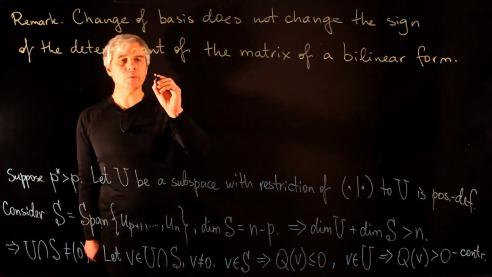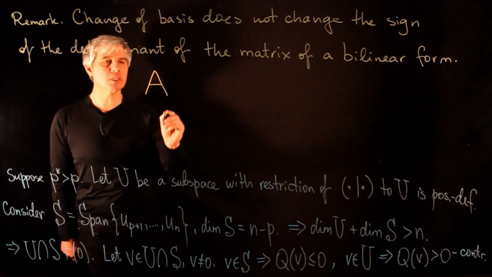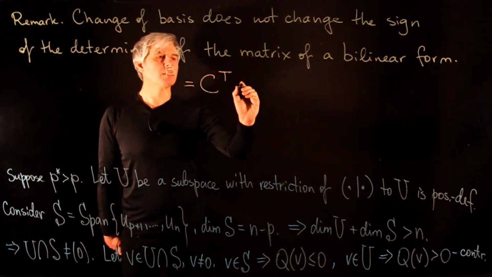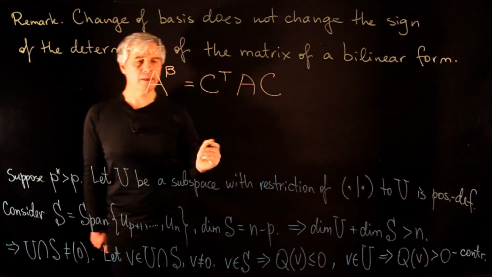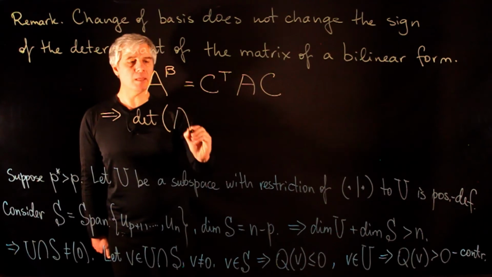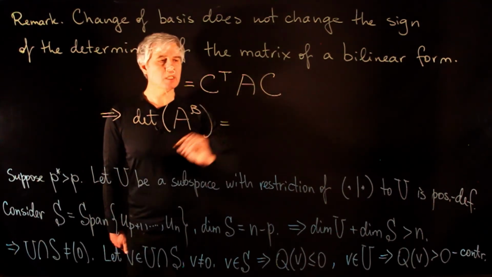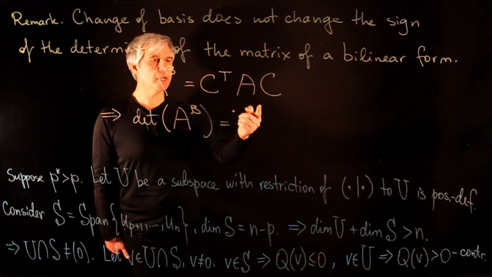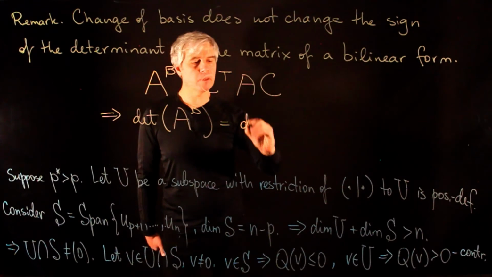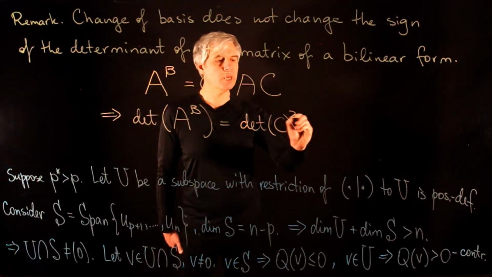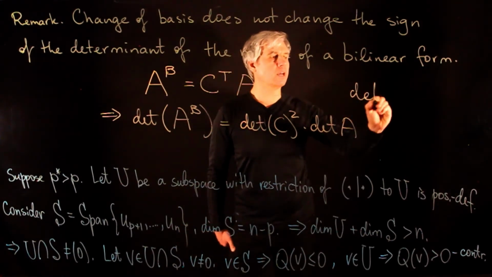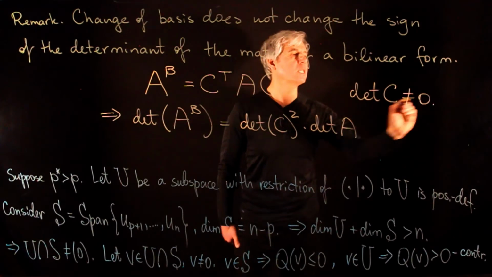Indeed, we know that we have the following transformation law for matrices of bilinear forms, that A prime is equal to C transpose times A times C. And then this implies that the determinant of the new matrix is equal to, when we take the determinant of the right-hand side, the determinant of C transpose, which is the same as the determinant of C, and then we get the determinant of C squared times the determinant of A. And of course, here we have a change of basis matrix, so the determinant of C is non-zero.